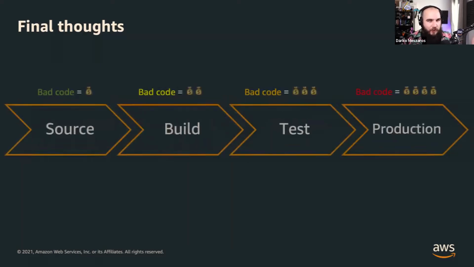So I like to show this. Bad code in the source phase is very much cheaper than bad code in production. So keep that in mind. It's much easier, cheaper, and safer to fail in the Git repo than it is, well, by pushing things into production. So make sure to treat your code in that way.